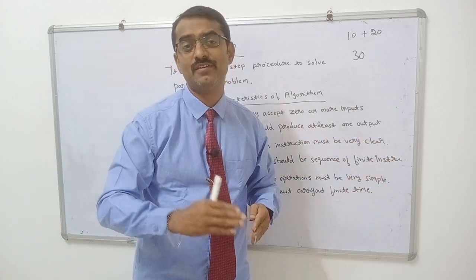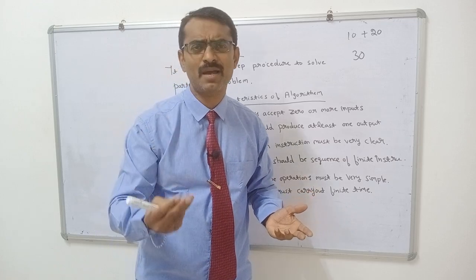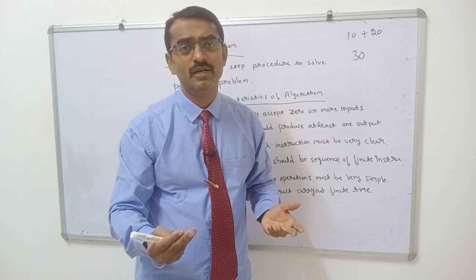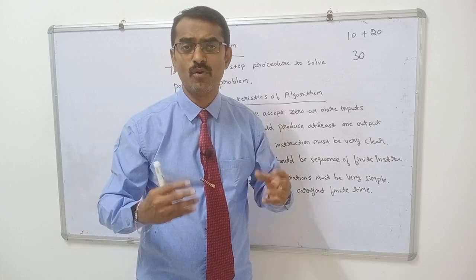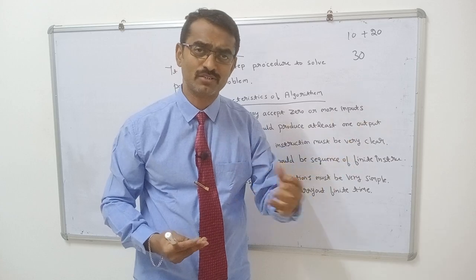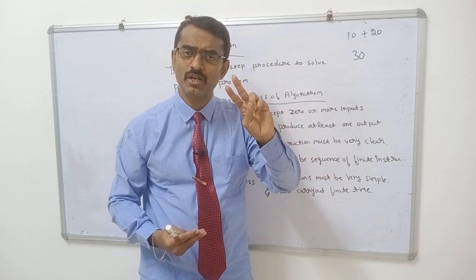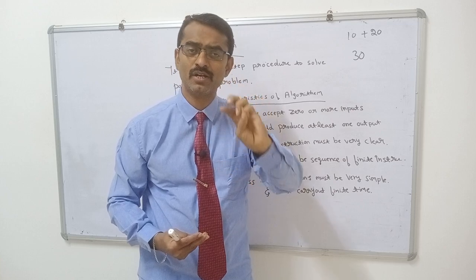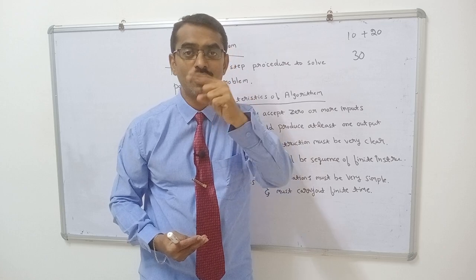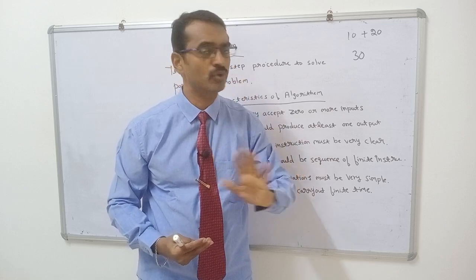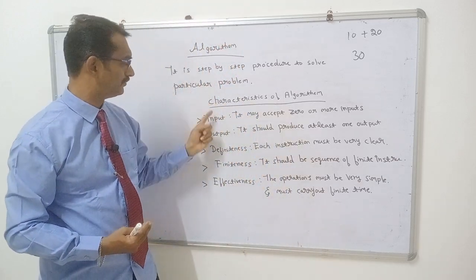Even you can ask me, sir, if there are more than one output, definitely it is possible. If you take an example of the total of the marks and the average of the marks of a student, if I want to display total marks of the student and average marks of the student, then there will be two outputs. It is possible. You can give 3 outputs, 4 outputs, but at least one should be there. You cannot say there are 0 outputs. No, at least one output must be there in the algorithm.